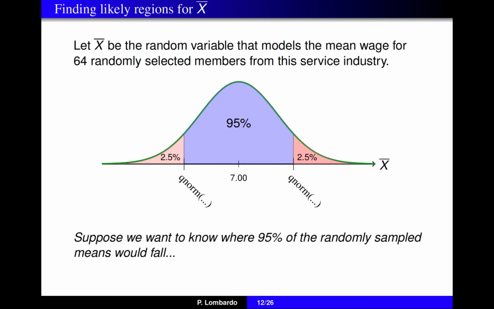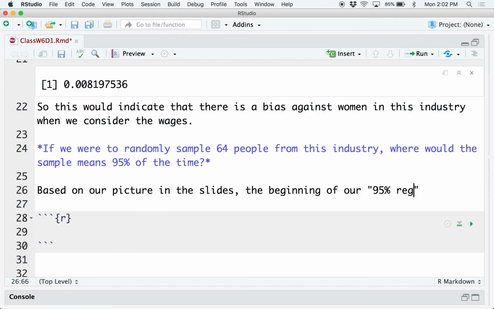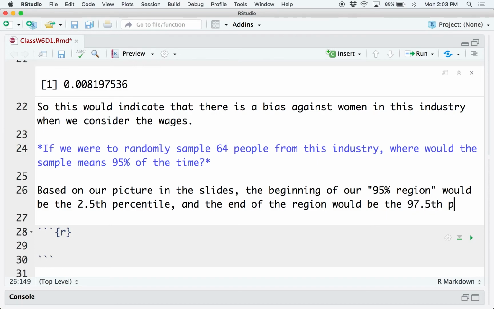So, typically what we can do, we can think of these as percentiles, right? So we could use our qnorm function inside of R to figure out, well, what's the 2.5 percentile? And in this case, the percentile we're considering on the right here would actually be 97.5 because there's 95% and then an additional 2.5% to the left. Okay, so if we want to know where the middle 95% of randomly sampled means would fall, essentially the beginning of that region should be the 2.5th percentile, and the end of that region should be the 97.5th percentile. Okay? So, based on our picture in the slides, the beginning of our, quote, 95% region would be the 2.5th percentile, and the end of the region would be the 97.5th percentile.